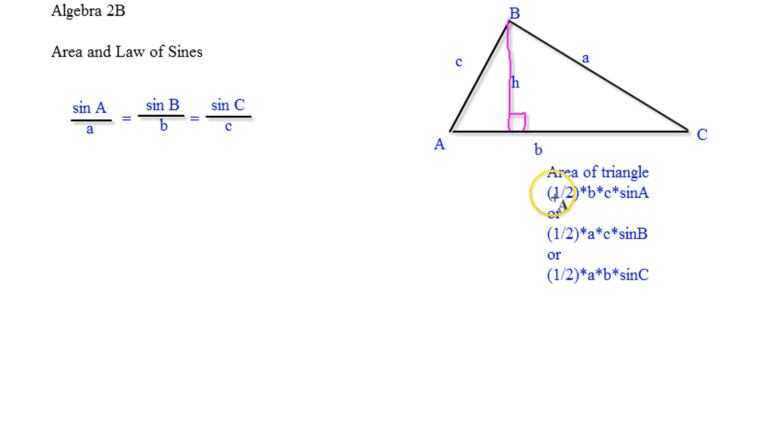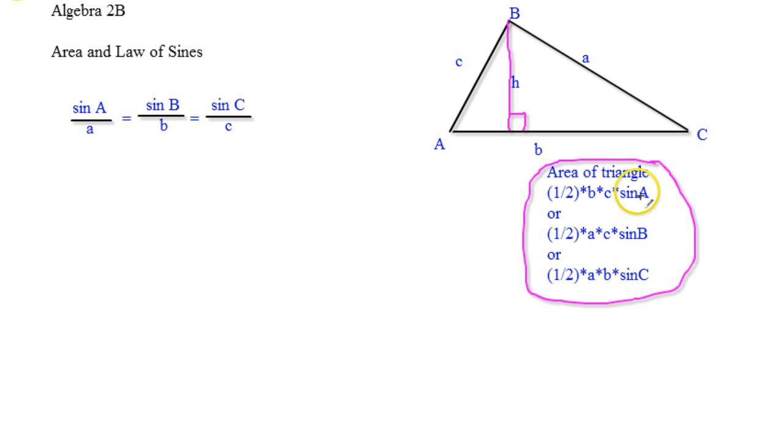So the area of a triangle is 1/2 times b times c times sine of A, or 1/2 times a times c times sine of B, or 1/2 times a times b times sine of C. And that's actually just the area of a triangle. It's really cool how it all works out. So here are the formulas for it.